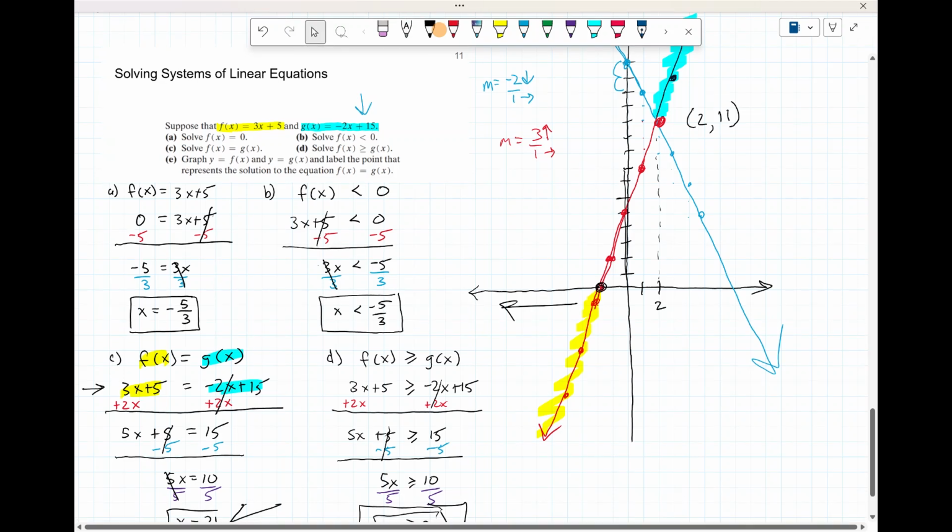And so we've learned a little bit about how to solve and analyze systems of linear equations.